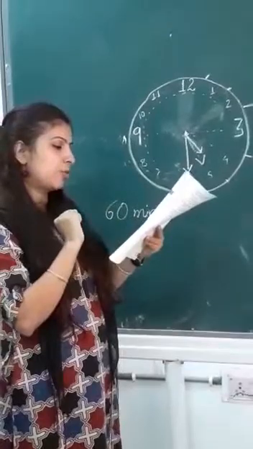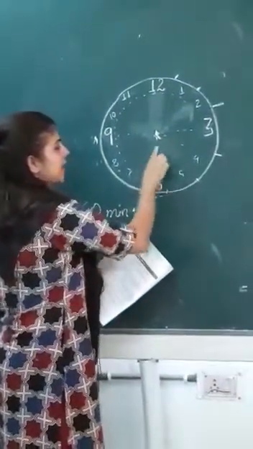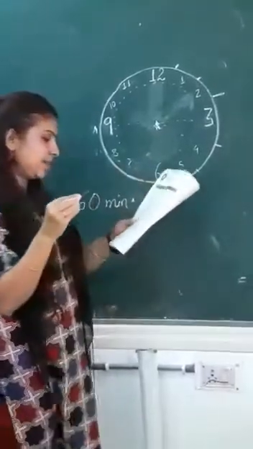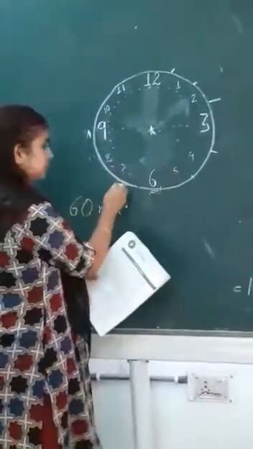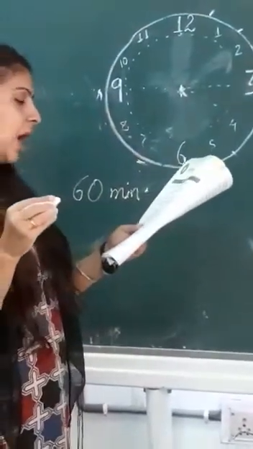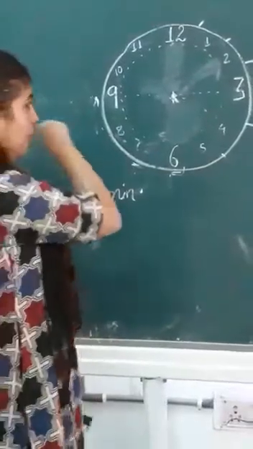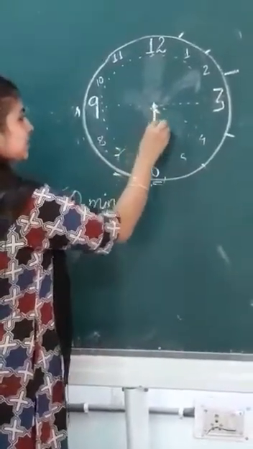Mala goes for a walk at 6 in the evening. She finishes walking at 7. So, started at 6, finished at 7. How long did she walk? From 6 to 7.